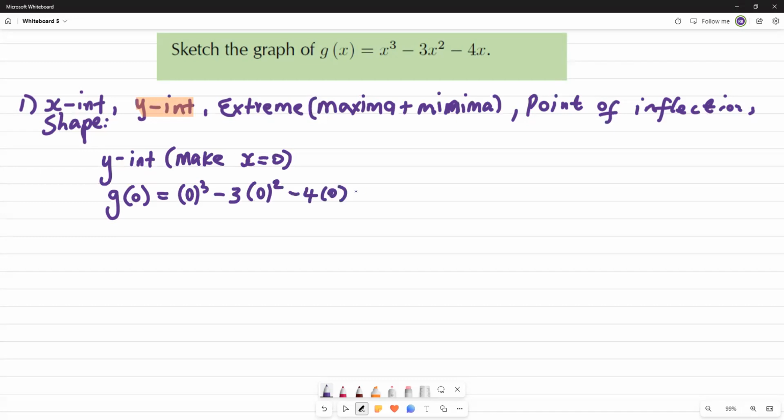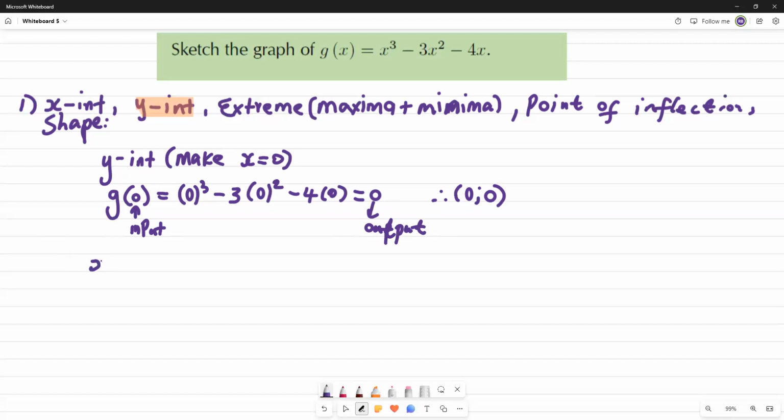I'm sure you can see that the answer will be 0. Therefore, the first point that we're going to use is (0, 0). When x is 0, the y value is 0. Remember, this is the input and this is the output.